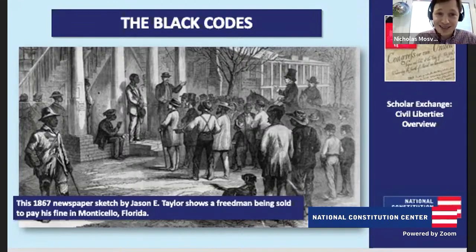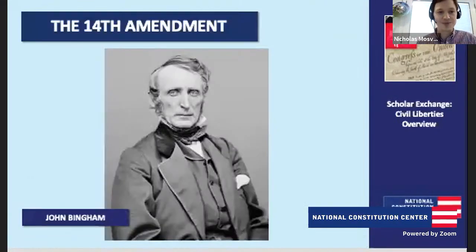Since now we know that states can actually really eliminate, or not eliminate, but essentially limit those core freedoms, we need to apply the Bill of Rights to the states too. And that's how we get to the 14th Amendment.